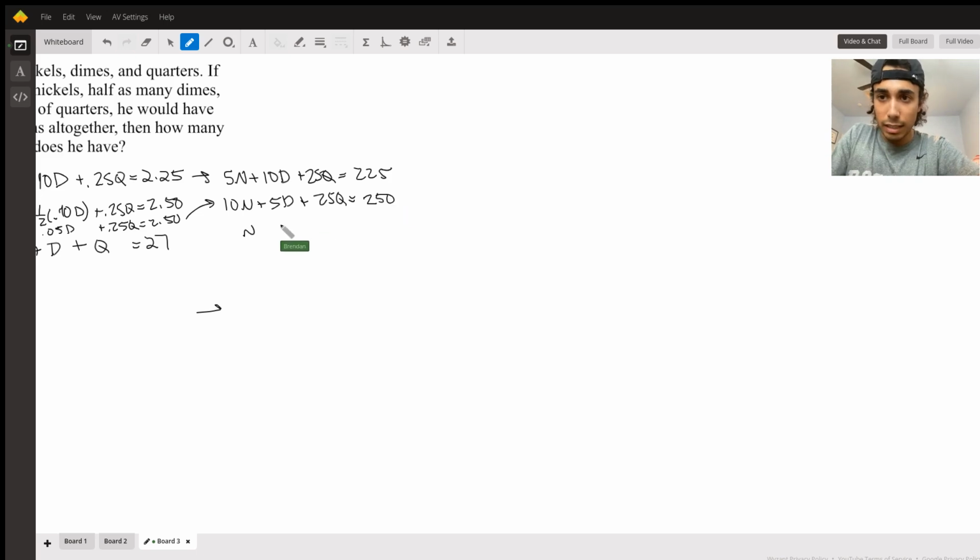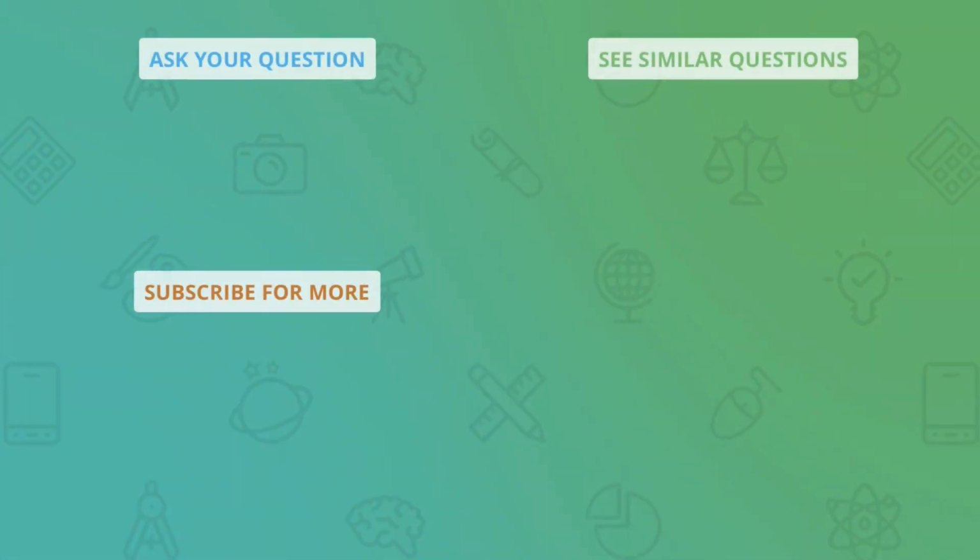And lastly, we've got nickels plus dimes plus quarters equals 27. Okay, so again, you want to always look for your opposites, eliminate a variable, and go from there. But there's your setup. The actual solving is going to be the same thing that we have been doing. Please let me know if you have any questions, and good luck.